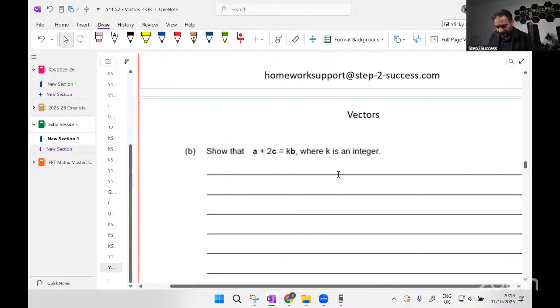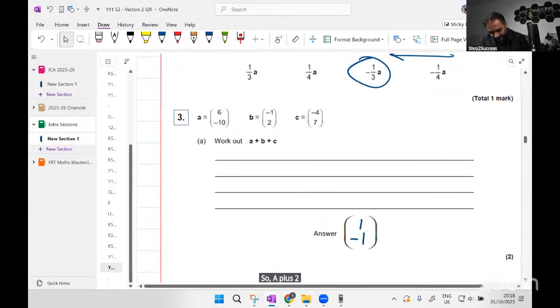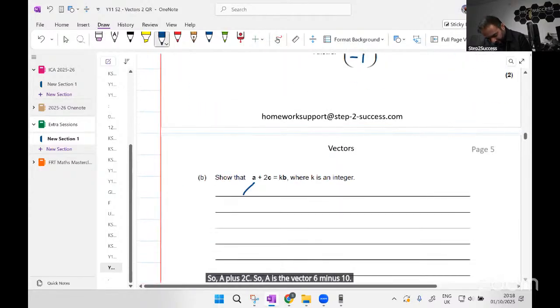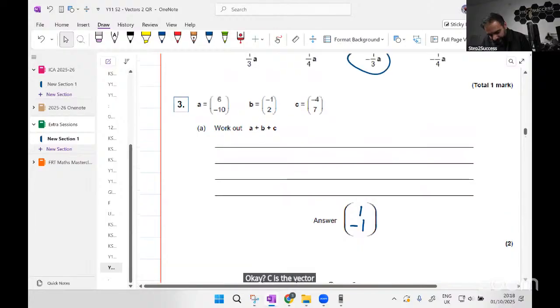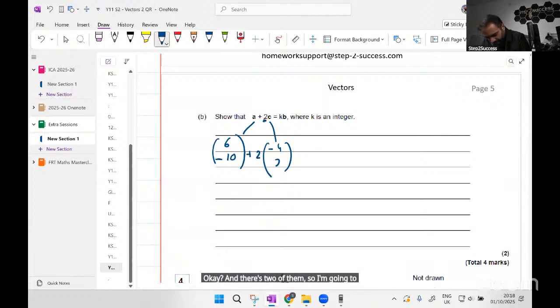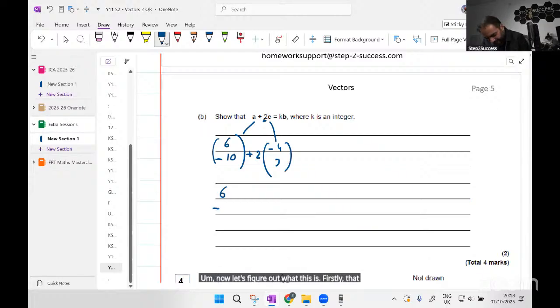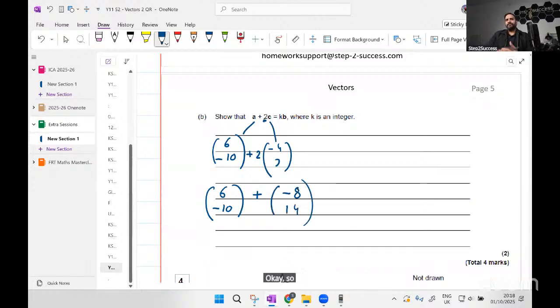Show that A plus 2C is kB, where k is an integer. Right, so A plus 2C. A is the vector 6, minus 10. C is the vector minus 4, 7 from this question. And there's 2 of them, so I'm going to put a 2 there and put a plus in front of them, like that. Now let's figure out what this is. Firstly, that 6, minus 10 stays as it is. And this vector, because I've times it by 2, it's 2C, becomes minus 8, 14. Okay, so you've doubled it, minus 8, 14.